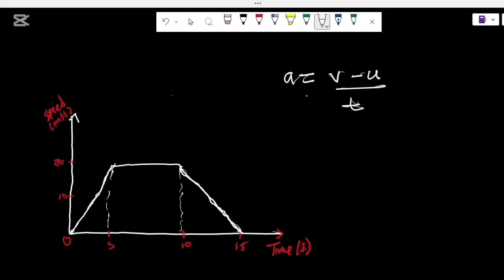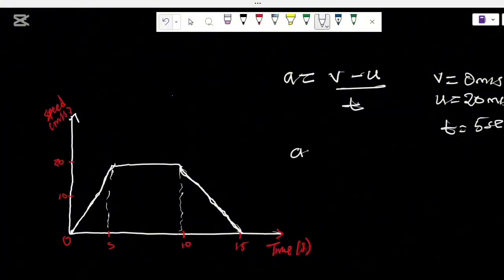So let's say we are being asked to find the retardation or the deceleration of this object in the last 5 seconds. So how do you deal with that? Well, again, in this case, the final velocity is going to be this. So this is 0 meters per second, while the initial velocity is going to be this, which is 20 meters per second. And the time is still going to be 5 because this is from 10 to 15. So this is going to be 5 seconds.